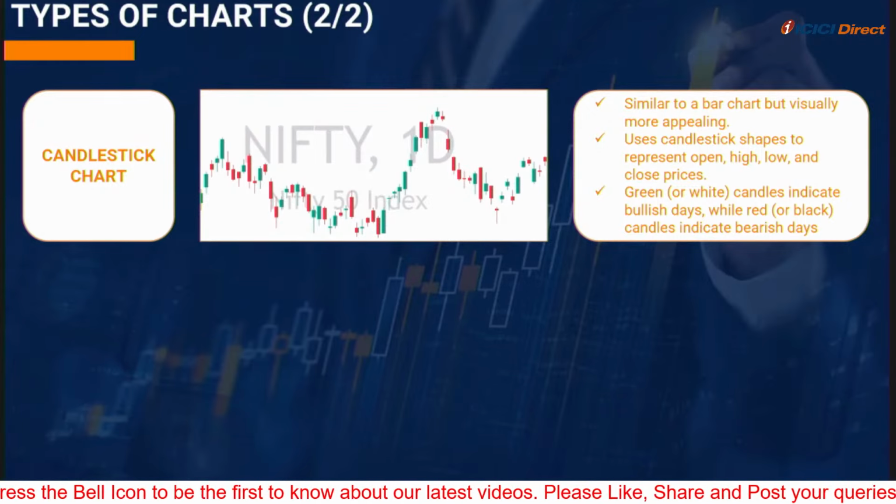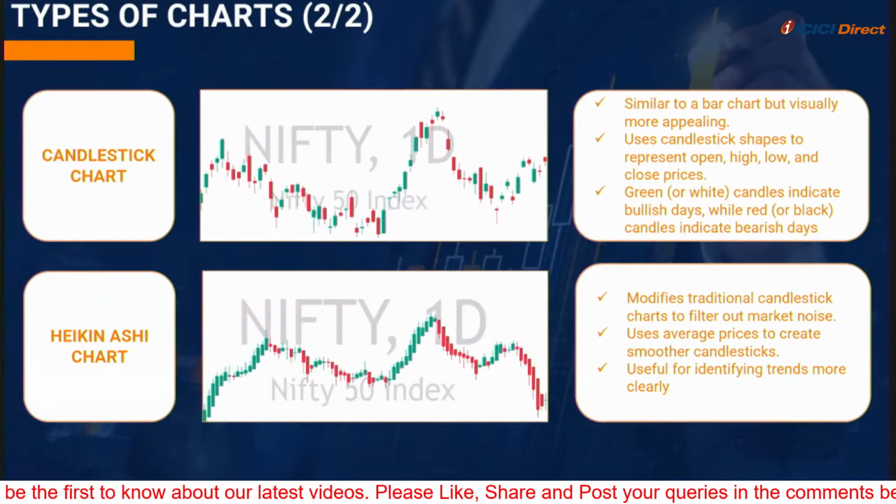For now, just understand how many types of charts there are. We have covered three charts. First is the basic line chart. Second is the OHLC chart. Third is the candlestick chart. And fourth is the Heiken-Ashi chart. Heiken-Ashi is also used by many traders. But the problem with Heiken-Ashi is that it is a very slow indicator. It is called a slow lagging indicator chart.